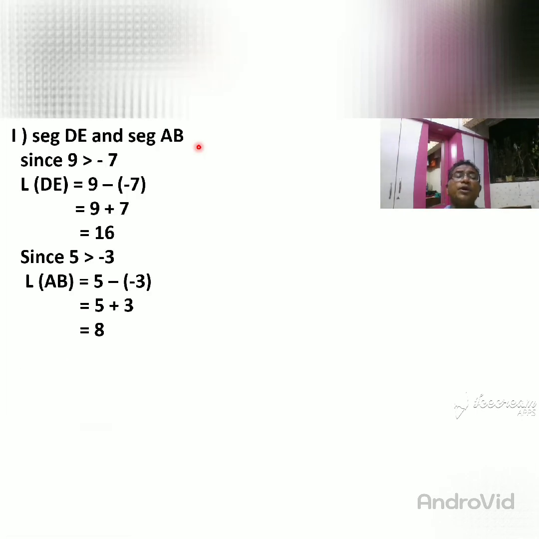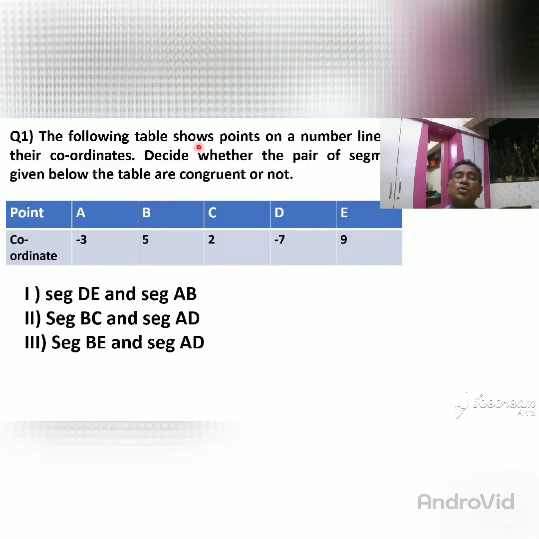Then segment BC and segment AD, that you have to find out. Again I am going back, I am going back for you only, so that in your mind there is no confusion. You must understand this. So segment BC, I want to find out the distance of segment BC. First you find the B coordinate. B coordinate is 5. And what will be the C coordinate?